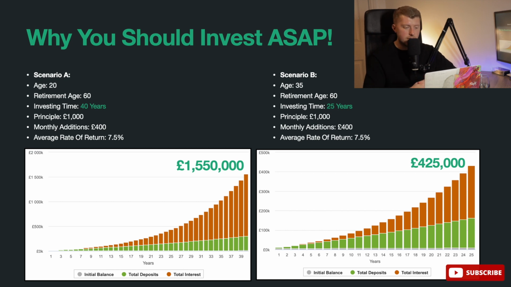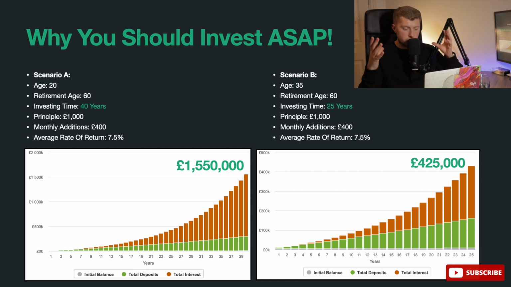However, in scenario B, someone who started investing at age 35 with a retirement age of 60, only having just 25 years to invest with the same principal, the same monthly additions and the same return on investment, would have less than 1/3 of the portfolio size after 25 years, of just £425,000.